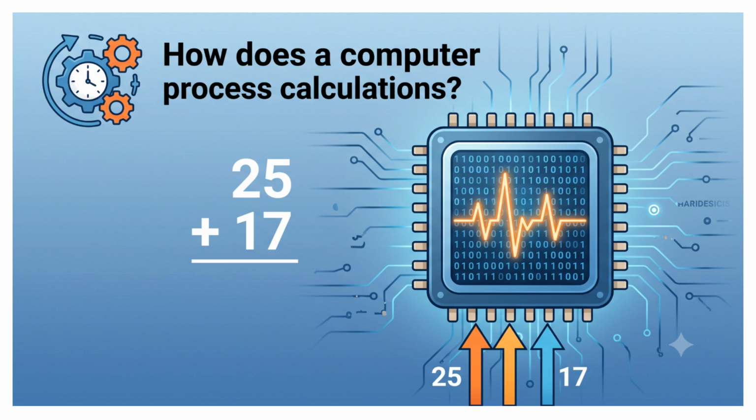So, although we see 25 plus 17, inside the computer, everything is converted into binary, processed as electrical signals, and then converted back into a number that humans can understand.